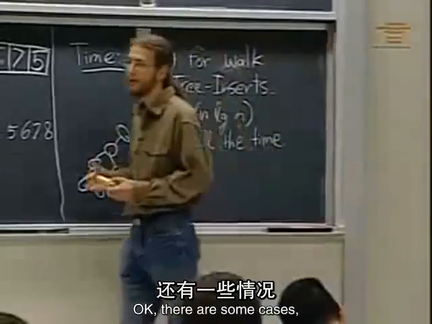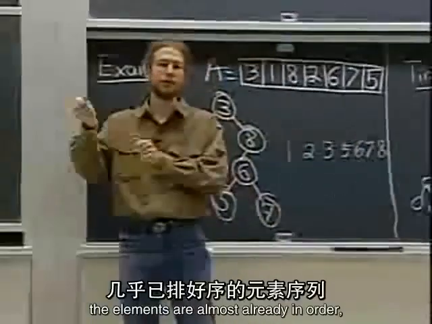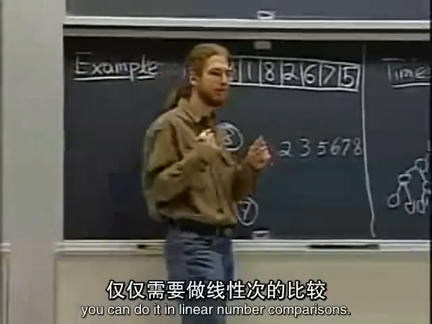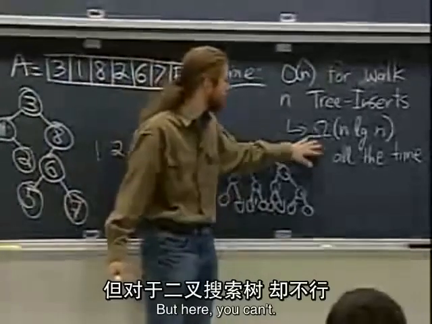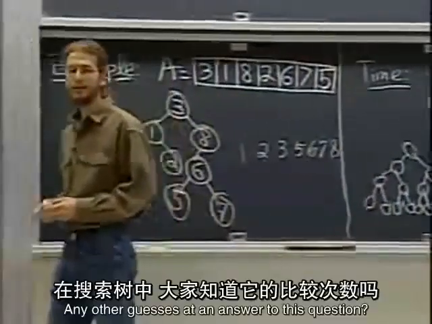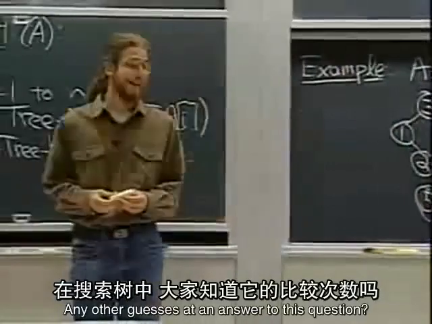Okay, you've seen that there are some cases, like if you know that the elements are almost already in order, you can do it in a linear number of comparisons. But here you can't. Any other guesses at an answer to this question?